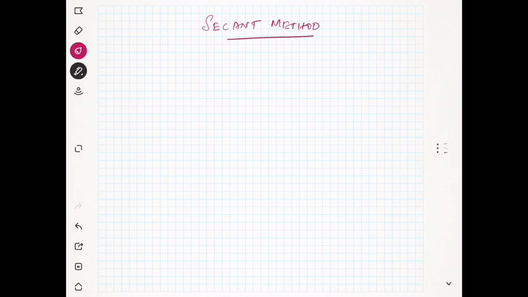In today's lecture, we will see a new technique for solving nonlinear equations, and the name of this method is the secant method. So we will see in detail about the secant method. The secant method is a modification of Newton's method.